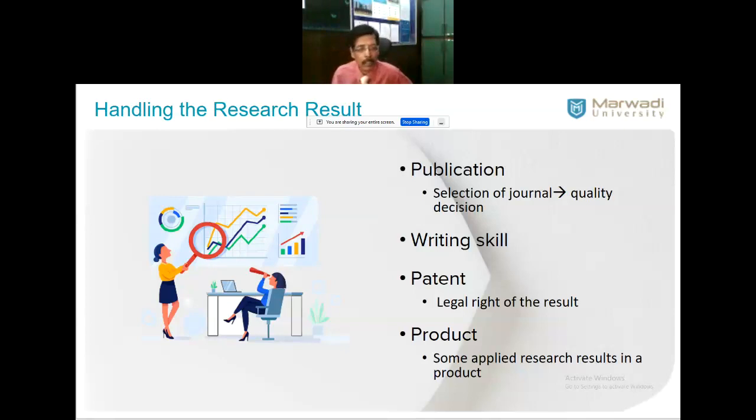So if you find out something, the findings can be published. When you publish, the writing skill will improve. You can go for a patent or you can go for a product. Otherwise, you limit yourself with only literature. We just publish it so that it comes in a very good quality journal. Your writing skill also you should improve.